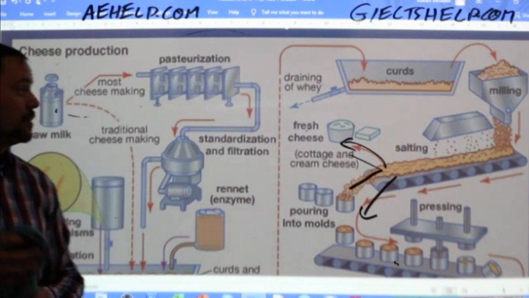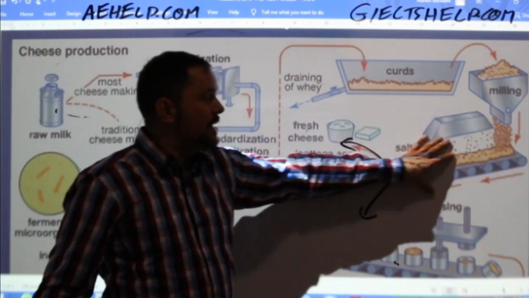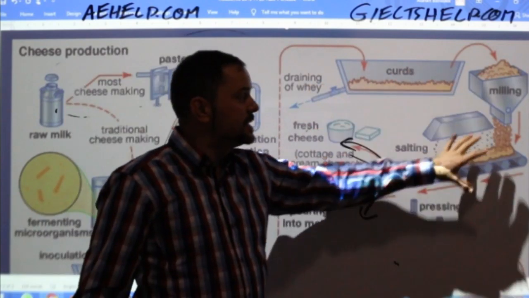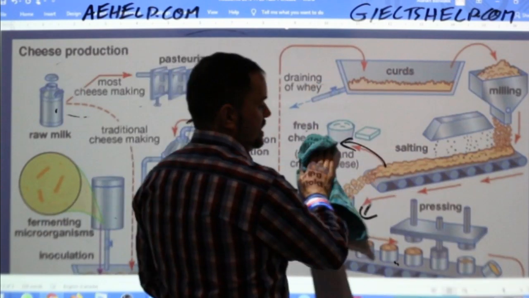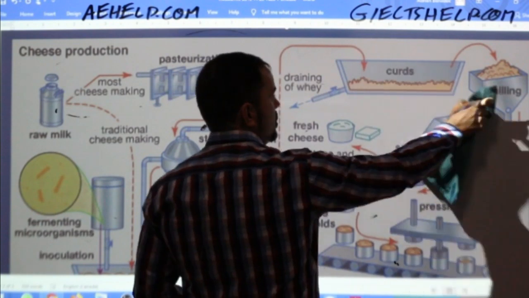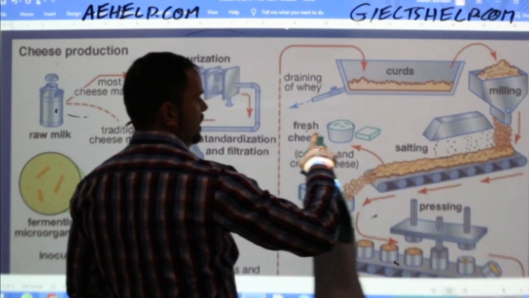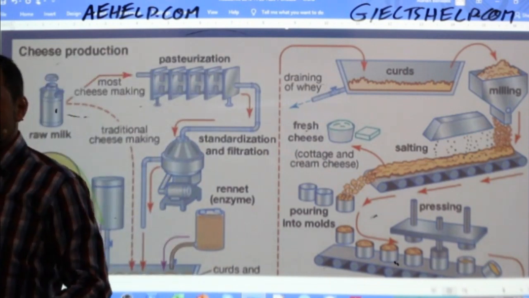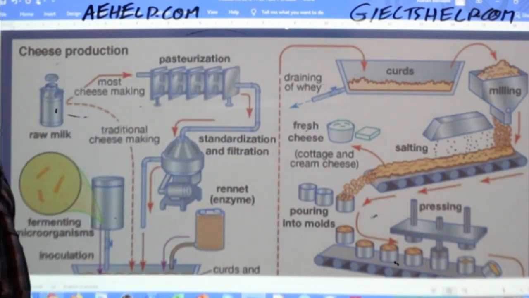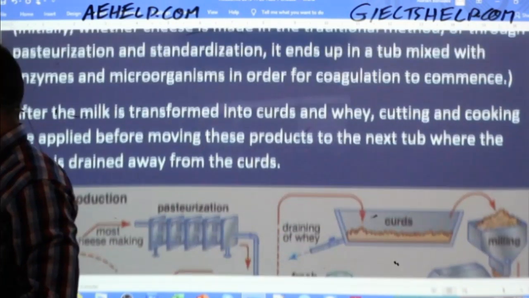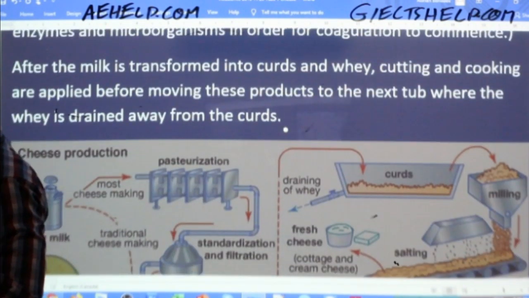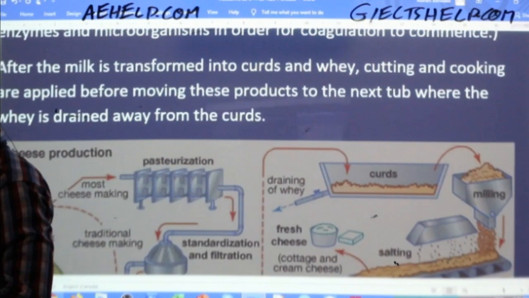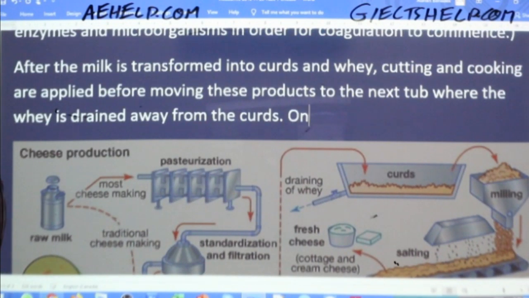All right, students, so let's get into describing this stage in the making of cheese. Okay, so this curds, milling, salting, fresh cheese, or pouring into the molds. All right, let's go to that step. Notice the use of connecting expressions here.